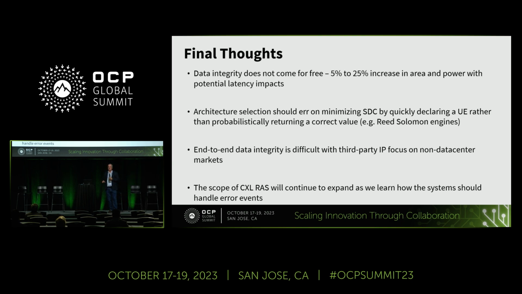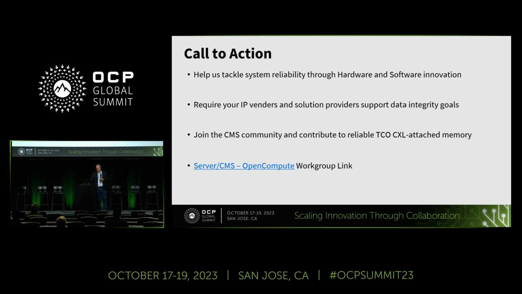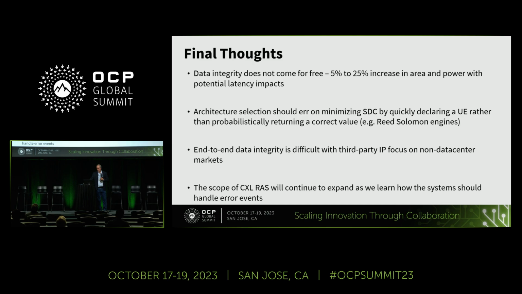It is hard with third-party IP. There's a lot of third-party IP that will lie to you. It's like, oh, CRC comes in, and you have a parity protected data path coming out, and there's unprotected logic in the middle. Audit your IP. It drives me crazy.